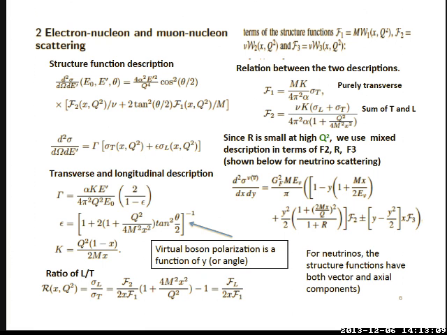Isn't it important to point out that R for neutrinos is not the same as R for electrons? Sure. Right. Well, whenever I talk about any structure function, they're separate, axial and vector.